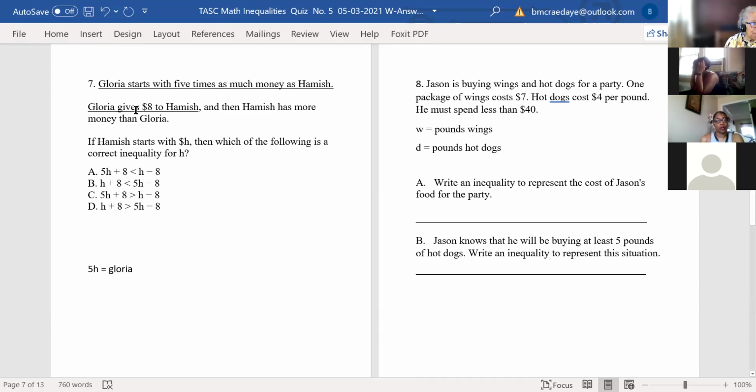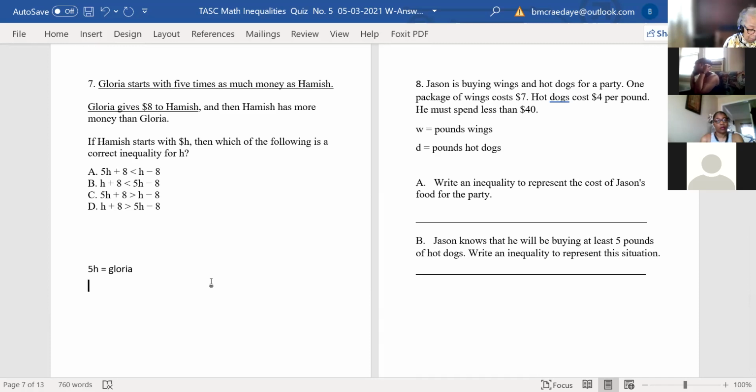If you give someone something, are you adding or subtracting? You added. If you give something to somebody, are you adding to your amount or subtracting? Maureen, I can't hear you. Subtract. You're subtracting, right? So if she gives $8 to Hamish, Gloria is going to be minus what? $8. Yeah. So what Gloria has is going to be minus.